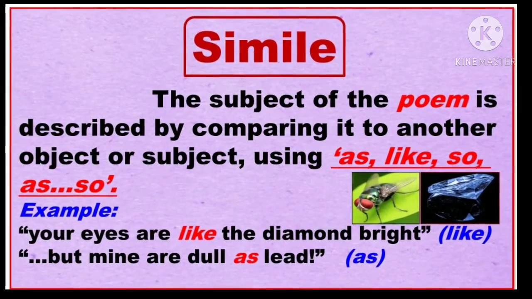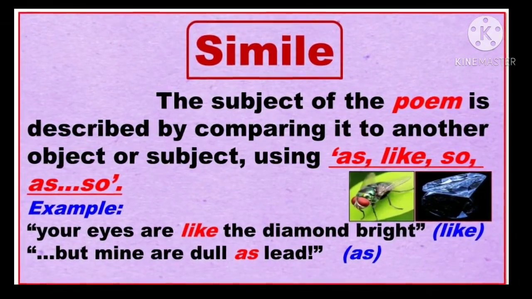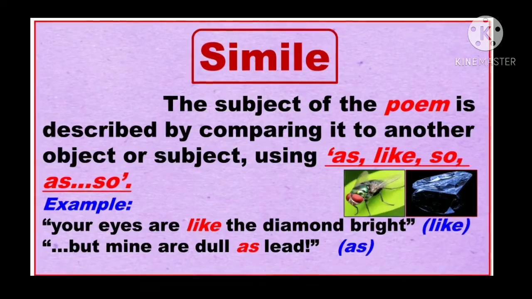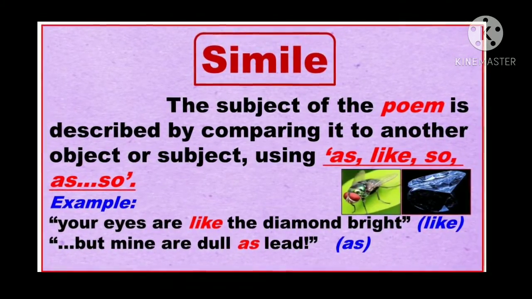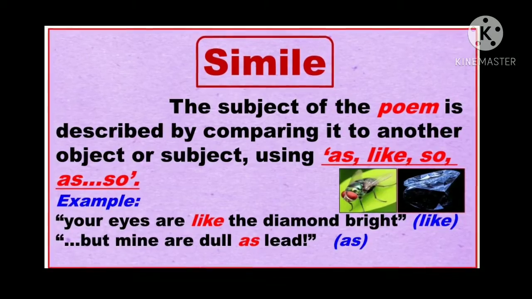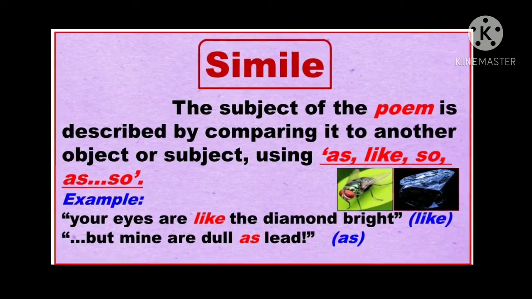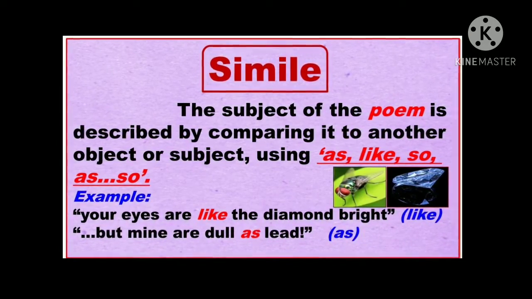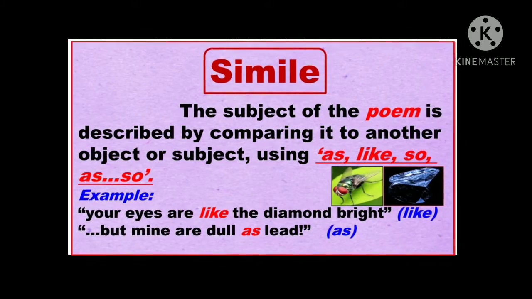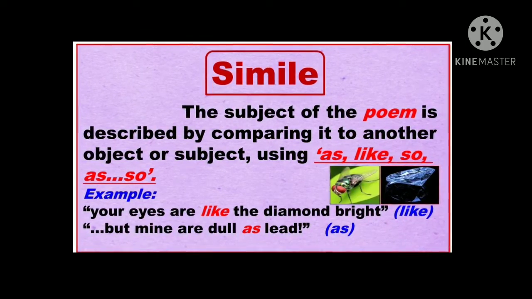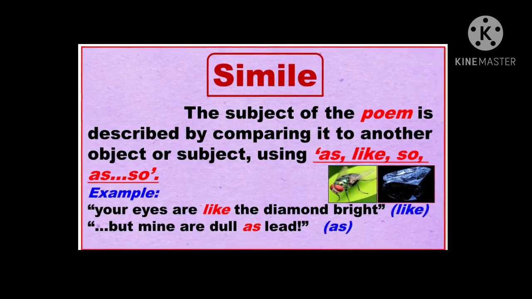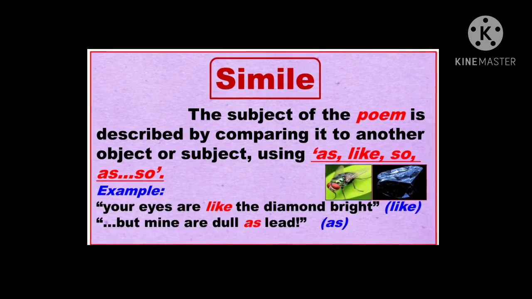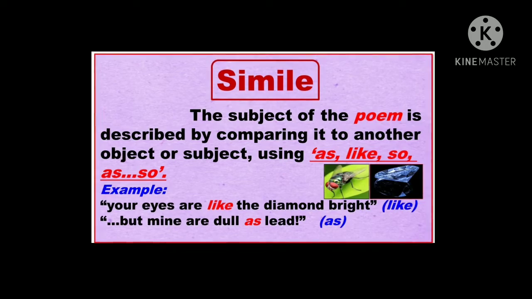The first one is simile. Simile is a common poetic device. The subject of the poem is described by comparing it to another object or subject using as or like. In a simple way, we can understand a simile is a comparison made between two objects of different kinds which have some resemblance or similarities. It is introduced by a word of comparison such as like, so, as.